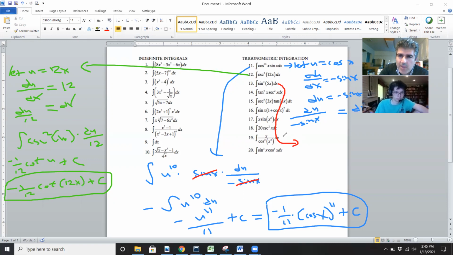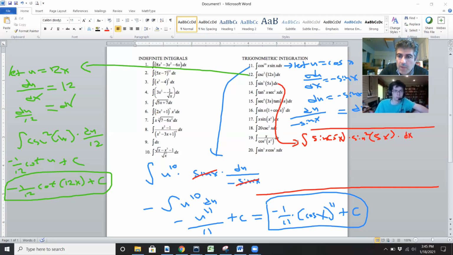Now that's weird. That's sine cubed. If you have a cosine connected to it, that's fine. But it's a little strange. So what you're going to have to do is tap into some of your pre-calc knowledge here. I'm going to rewrite this as sine 5x times sine squared 5x times dx. Sine squared I know is 1 minus cosine squared.